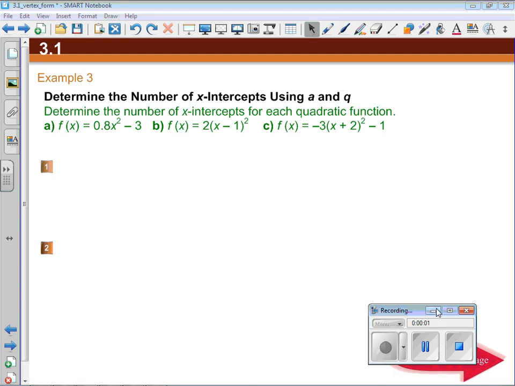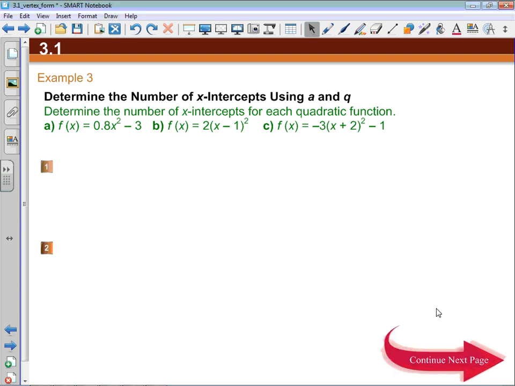Example 3 in 3.1 really shows maybe the point of knowing some of this general parabola theory, if we want to call it that, because it can allow us to really determine whether we would expect to have any answers, one answer, or two answers. So this question wants us to determine the number of x-intercepts, not the x-intercepts themselves, for each quadratic function.